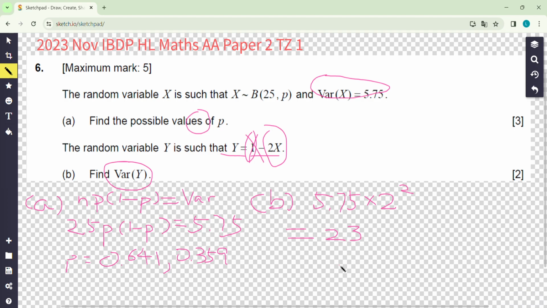Very good question. Just use the data into the calculator and you got 5 marks. Well done.